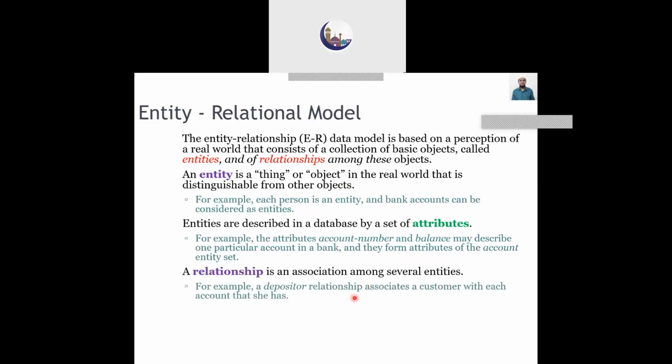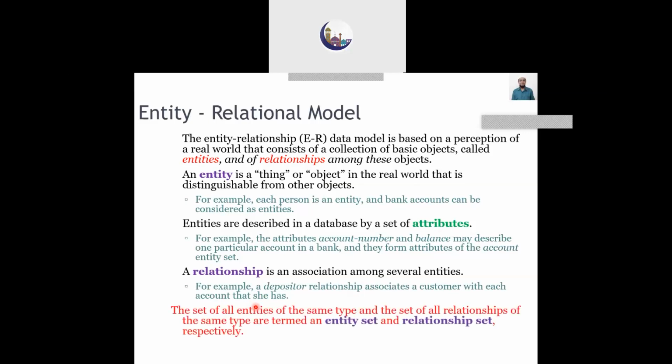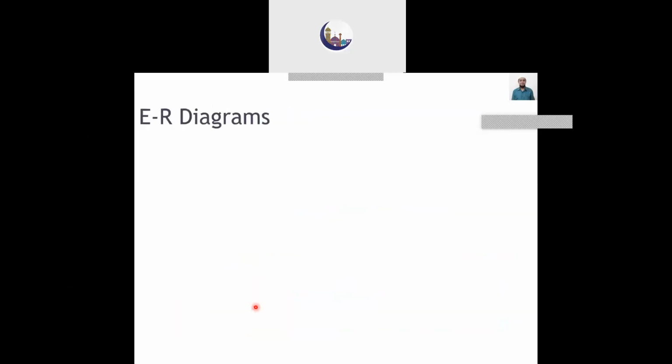Depositor is a relationship between a customer and the account number which he or she has. Now, a set of different entities which have similar attributes is called an entity set. In the same way, a set of relationships which have similar characteristics, similar attributes, is called a relationship set.